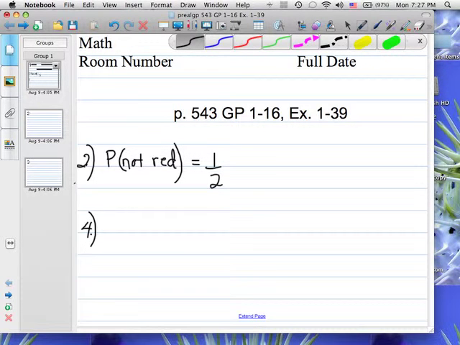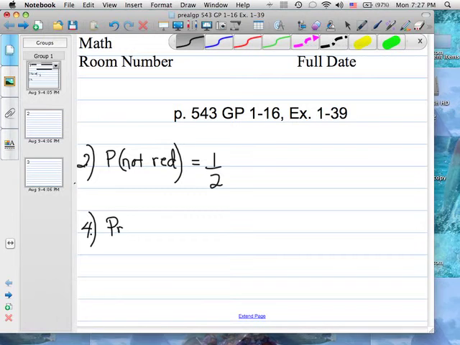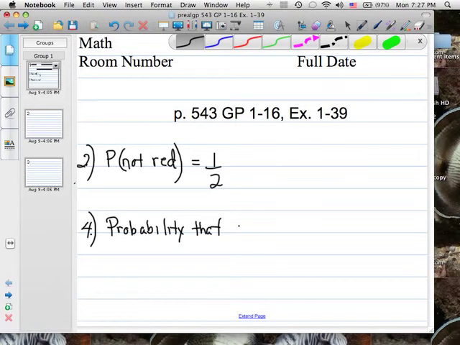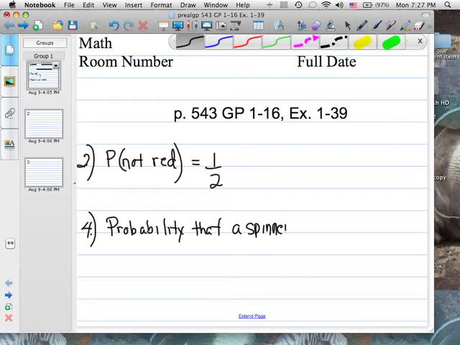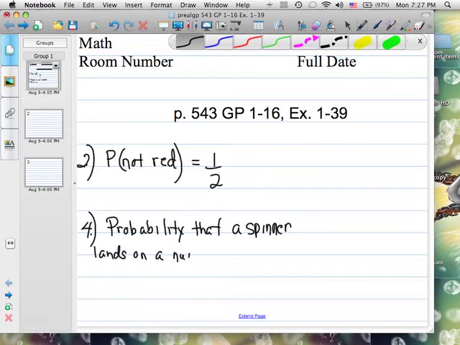Problem numbers 4, 3, 4, 5: write each expression in words. Assume that a spinner has been spun. Number 4 says the probability that a spinner lands on a number greater than 2.